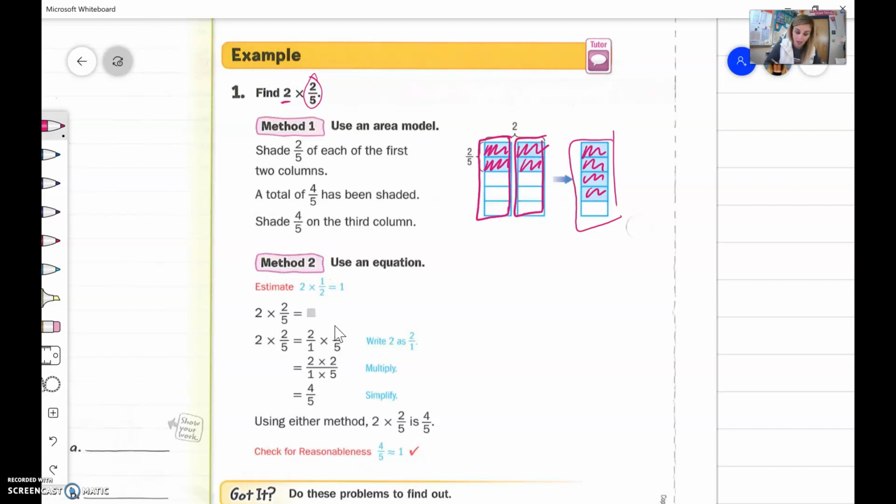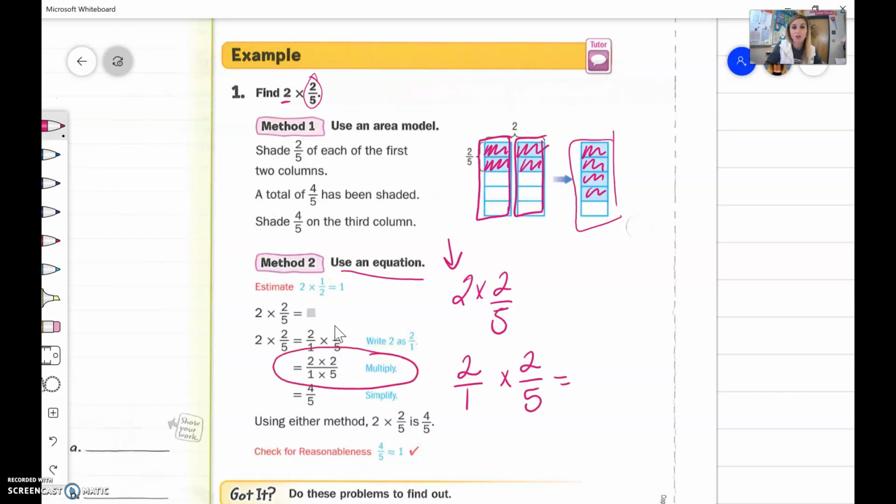The easiest way is to use an equation. It's very simple. So 2 times 2/5. We need to make my whole number a fraction, which can be written as 2 over 1, times 2/5. Basically, what you do is you multiply your numerators and then you multiply your denominators. Your numerators are those top numbers. So I'm going to multiply 2 times 2, which is 4. And I'm going to multiply my denominators, which is 1 times 5, which is 5. And my answer is 4/5.